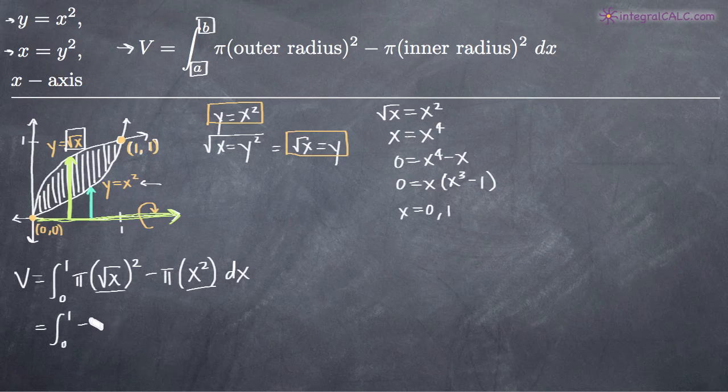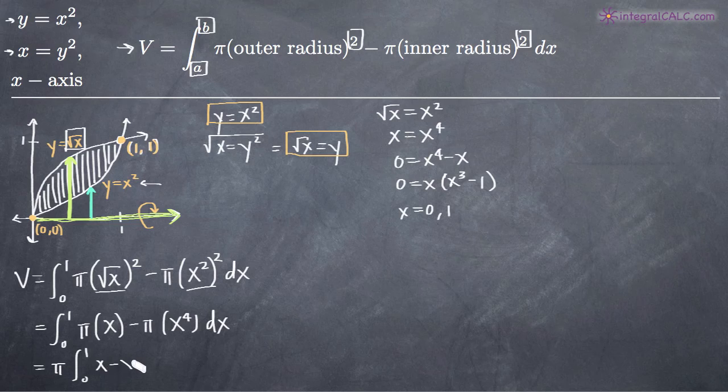So when we apply that squared there, we'll get x minus pi, oh sorry, and this was squared here too. According to our formula, the outer radius is squared and the inner radius is squared, and I forgot to add that second squared term there. So now we'll get x to the fourth dx. All right, we can factor a pi out of our integral to make things easier, so we'll get pi times the integral from 0 to 1 of x minus x to the fourth dx.